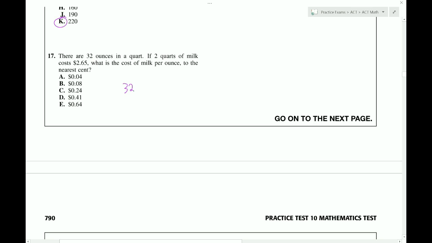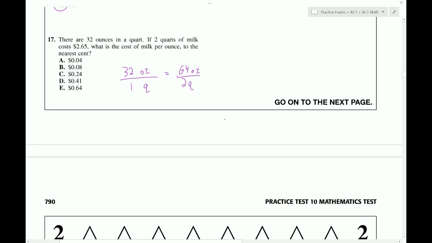There are 32 ounces in 1 quart. If 2 quarts of milk, okay, so right away I can multiply by 2 on top and bottom and realize that that's 64 ounces. Then 2 quarts of milk costs $2.65. What is the cost of milk per ounce? So we want dollars per ounce.